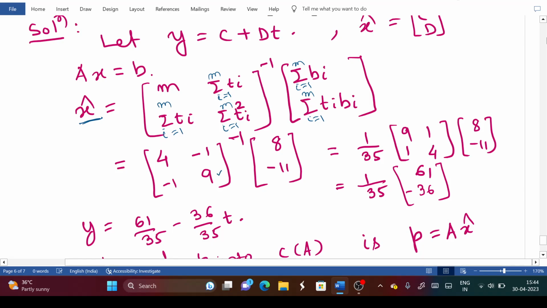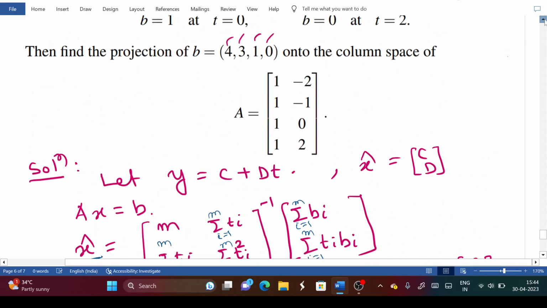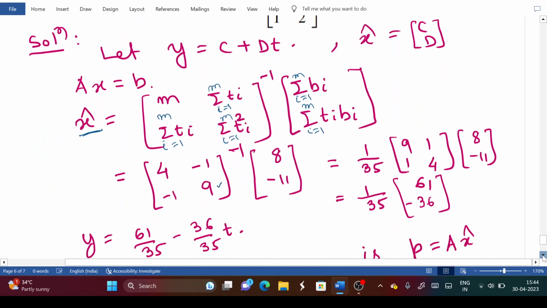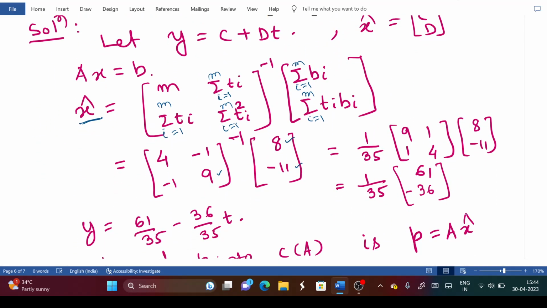Next is sum over Bi. What are the components of B? 4 plus 3 plus 1 plus 0, that is 8. Sum over Bi is 8. Sum over Ti Bi is 8 minus 8 minus 3, that is minus 11, the rest were 0. So 8 minus 11, yes, this is 8 and this is minus 11. Now after simplifying and calculating all other values, we got our x cap equal to this much. So this is my value of C, this is my value of D. Substituting, we got our y.